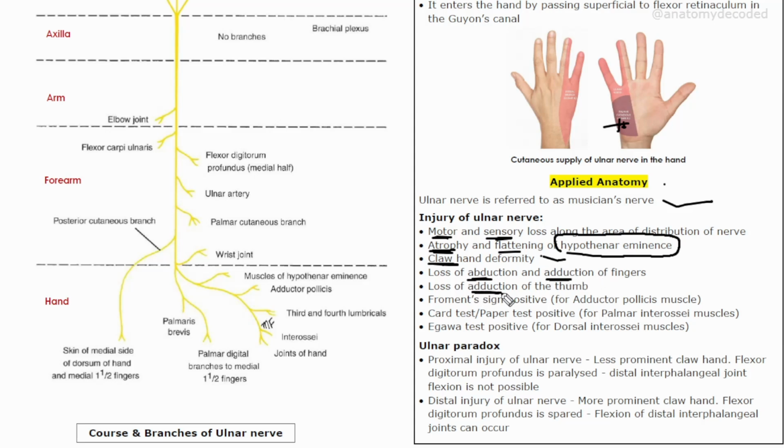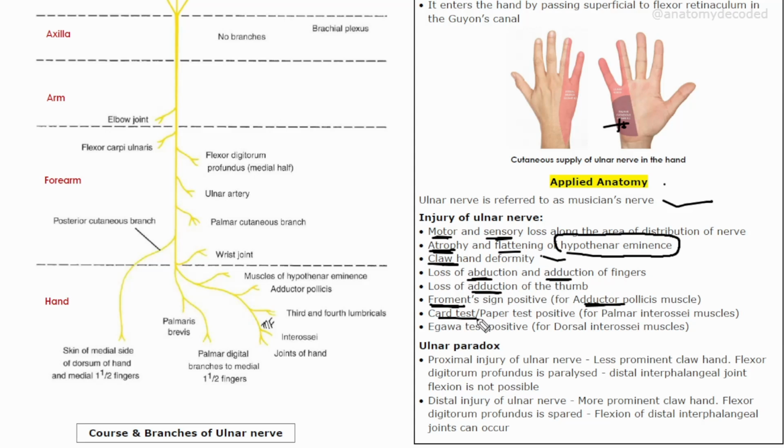Okay, loss of adduction of the thumb, because the adduction of the thumb is brought about by adductor pollicis muscle. Then there is something called as Froment sign. This is done for the adductor pollicis muscle. A book is kept between the thumb and the index finger, and the patient is asked to grasp it. He won't be able to grasp it properly. So Froment sign will be positive.